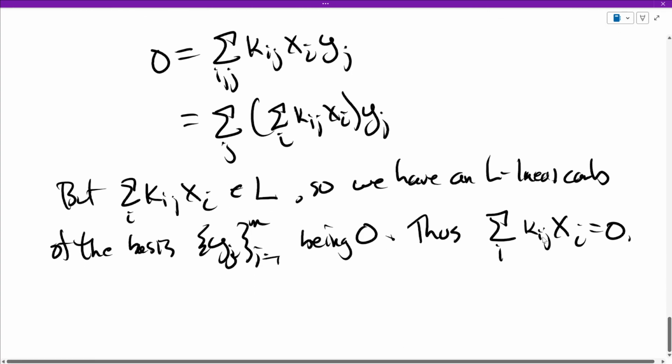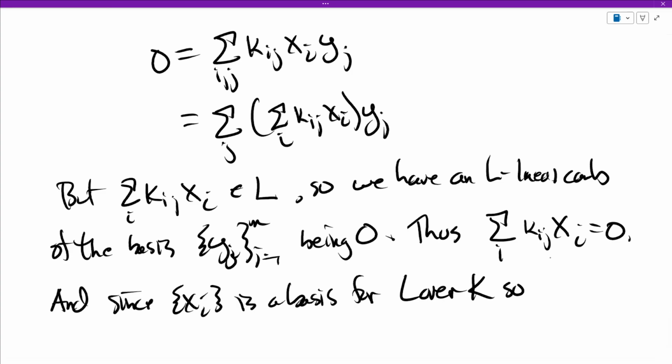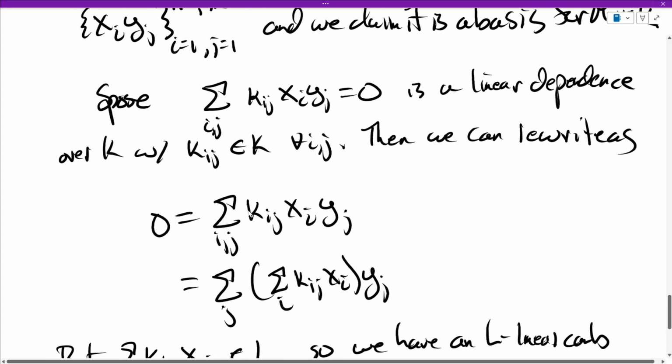All right, but now we have a k-linear combination of the basis for L over k being 0. Actually, we have a bunch of them. We have one for each i. But x_i is a basis for L over k. So the fact that this linear combination is 0 tells us that all of our coefficients are 0. All of our coefficients are 0 is exactly what we want to show, right?